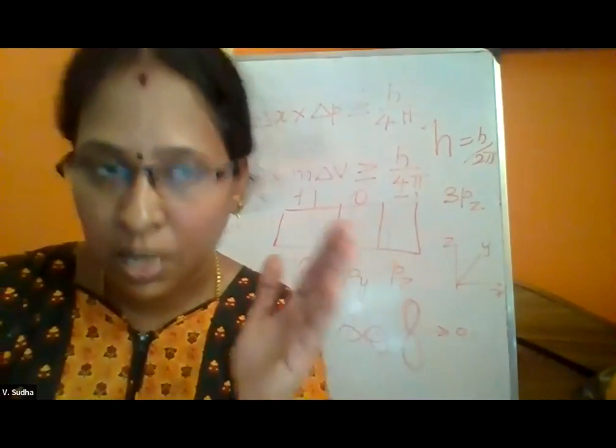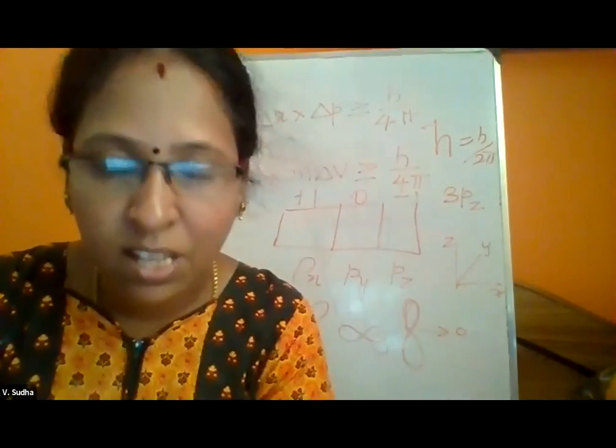So here 6s, then comes 4f, then comes 5d, then comes 6p.